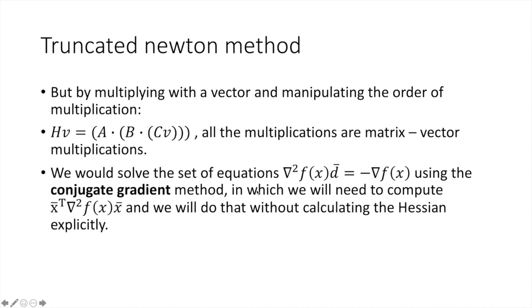We would solve the set of equations, where the Hessian multiplied by a direction d is equal to minus the gradient, using the conjugate gradient method, in which we will need to compute x transpose multiplied by the Hessian multiplied by x. So this part, we could use this method to compute very fast and then multiply by x transpose. So we would actually use the Hessian to solve the set of equations very fast, as we have seen in the conjugate gradient method in previous lectures and tutorials, but we would not compute the Hessian in any point.